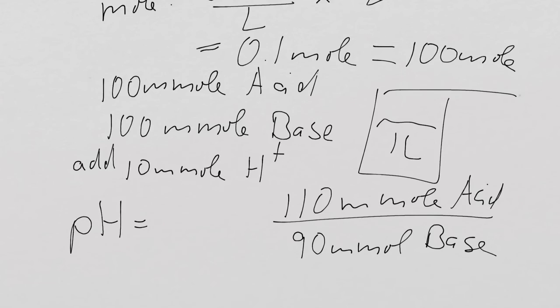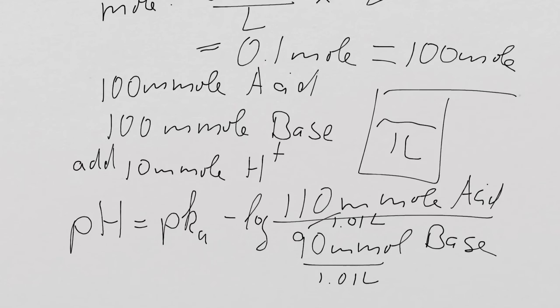pH equals pKa minus log of these ratios. Do I actually have to worry about the volume? Theoretically, I need to worry about it because I have this 110 millimole acid in 1.01 liter. But it cancels out because I've got the base also in the same volume, 1.01 liter. Yeah? So I don't really have to worry about it.